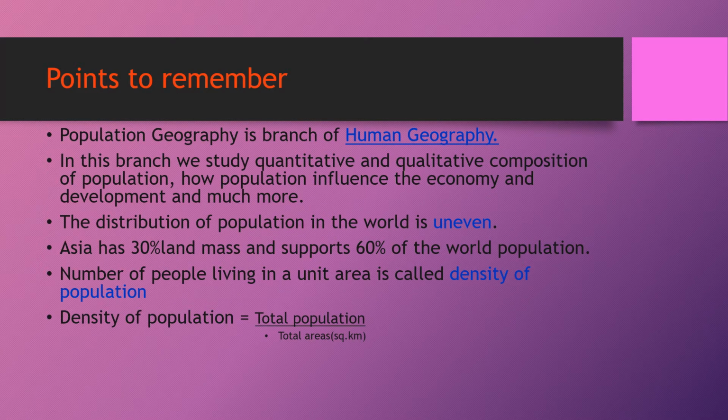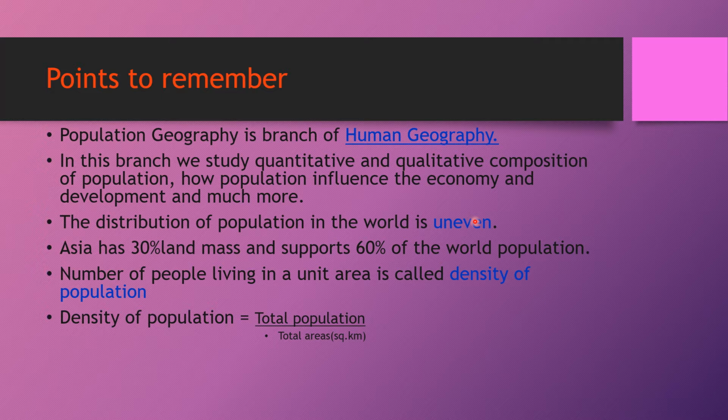Points to remember in this chapter: population geography is a branch of human geography. In this branch, we can study both qualitative and quantitative composition of population. We will be studying how population influences the economy and development, how the population is distributed, and how the world population is uneven, which means there are few people staying in one particular area but many people staying in other areas or continents. So therefore it is said that the world population distribution is uneven, which is exactly true.